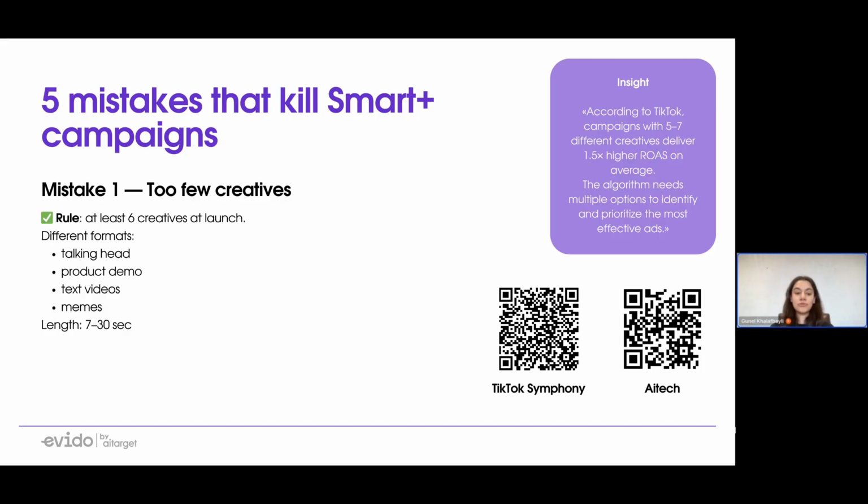You can use different formats such as talking head videos, product demos, text based videos, and memes. We recommend that the length of these videos be between 7 and 30 seconds. If you currently find that you do not have enough creative assets for your advertising campaigns, you can scan the first TikTok Symphony QR code and use its various features to create your own high quality custom video, or you can instead choose to use the second QR code.